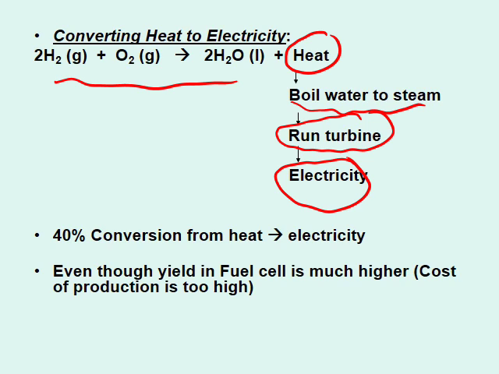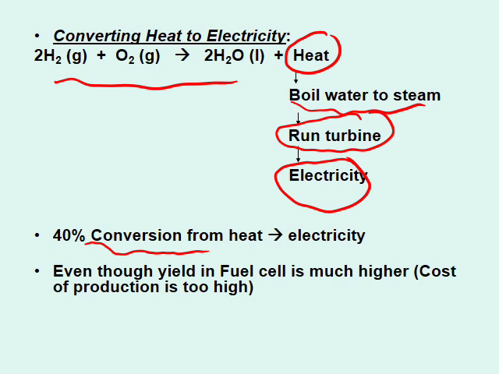heat could be used in boiling water to steam. Then steam can force the turbine to move around, and in other words, that can give electricity. Even though it's quite possible, the conversion rate is quite bad. Only 40% conversion from heat to electricity, in the method that I've shown on the top.